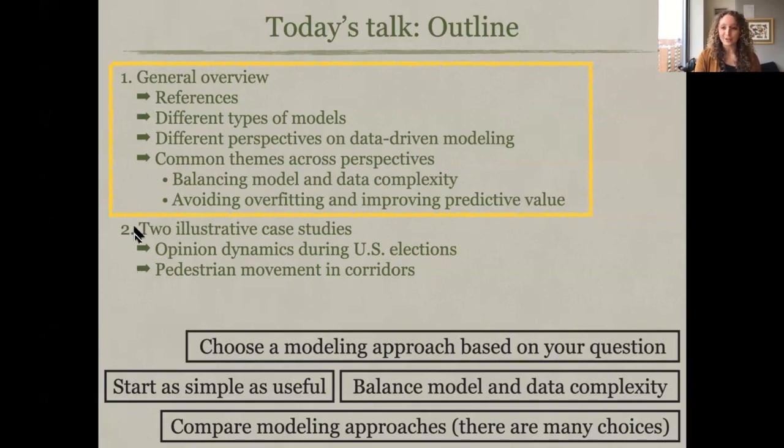And then the second part of my talk will be two more in-depth case studies, where I'll focus first on looking at different modeling perspectives on opinion dynamics in US elections. And then if there is time, I'll talk a little bit about pedestrian movement in corridors, where the point will be that this example uses quite similar ideas as the opinion dynamics problem, but it's more qualitative. And so that introduces, I think, more challenges in the modeling process.